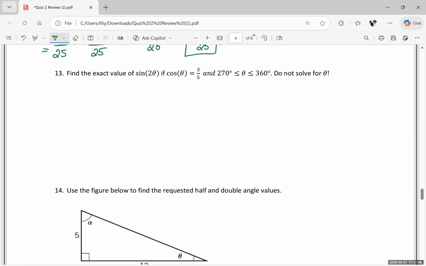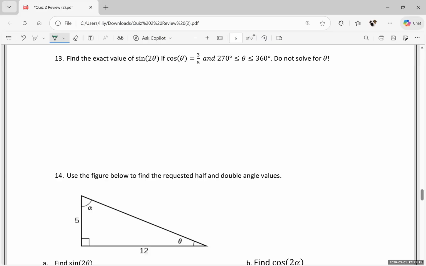Okay, very, very similar problem here. Find the exact value of sine of 2 theta if cosine of theta is 3 over 5 and theta is between 270 degrees and 360 degrees, so in quadrant 4. Let's go ahead and mark that. This is quadrant 4. And once again, you cannot solve for theta, so write down the formula first. Sine of 2 theta equals 2 sine theta times cosine theta. We are given the value for cosine theta, but we are not given the value for sine theta.